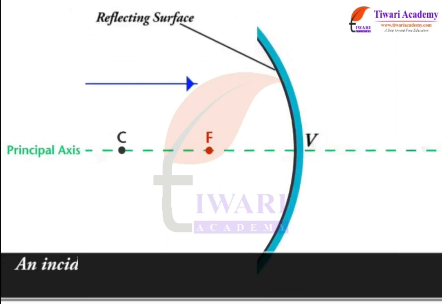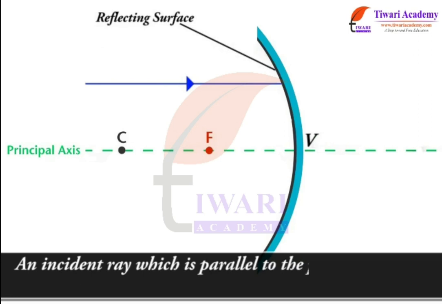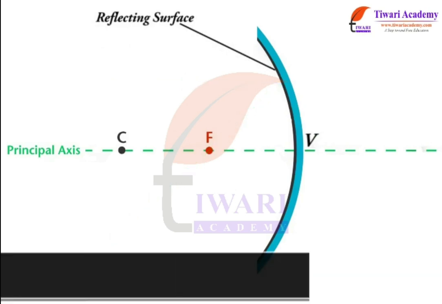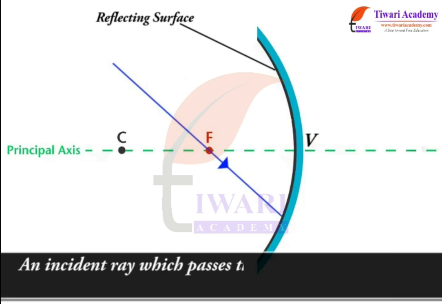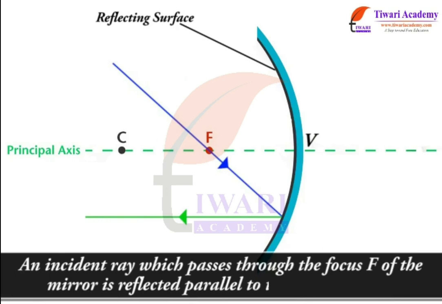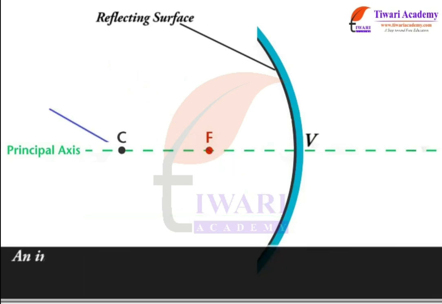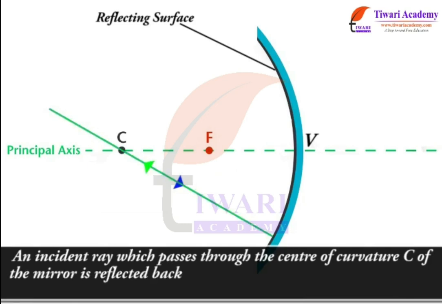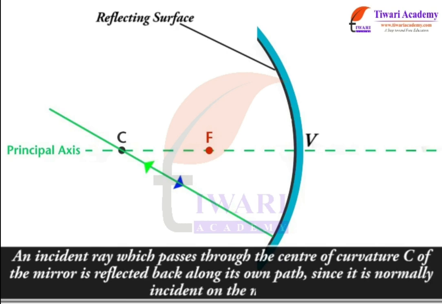An incident ray which is parallel to the principal axis is reflected through the focus F of the mirror. An incident ray which passes through the focus F of the mirror is reflected parallel to the principal axis. An incident ray which passes through the center of curvature C of the mirror is reflected back along its own path, since it is normally incident on the mirror.